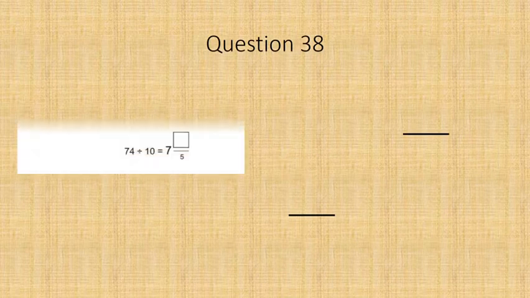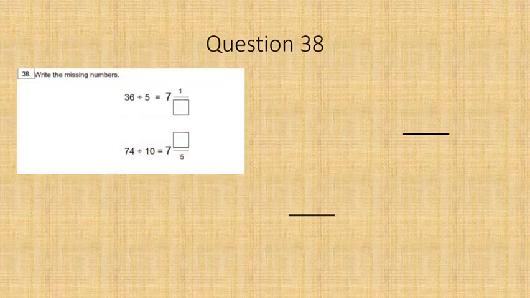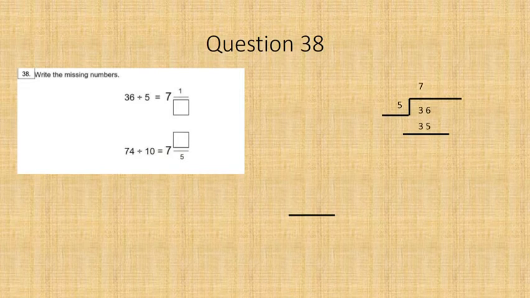Question number 38. I have 36 divided by 5 equals 7 and 1 over something. He needs me to write down the missing numbers in this question. So I have two ways to solve that. The first way is the written method, which is 36 divided by 5. I will write it down normally and just divide normally. The answer is going to be 7, and 35 down, and then subtract. 36 minus 35 is going to be equal to 1.